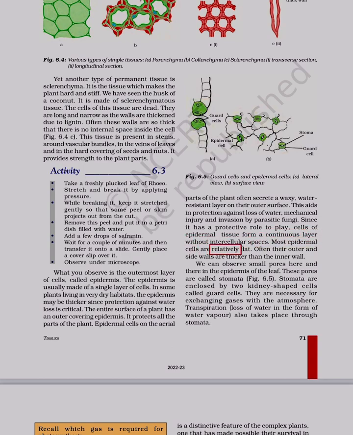Most epidermal cells are relatively flat. Often their outer and side walls are thicker than the inner wall. We can observe small pores here and there in the epidermis of the leaf. These pores are called stomata. Figure 6.5. Stomata are enclosed by two kidney-shaped cells called guard cells.